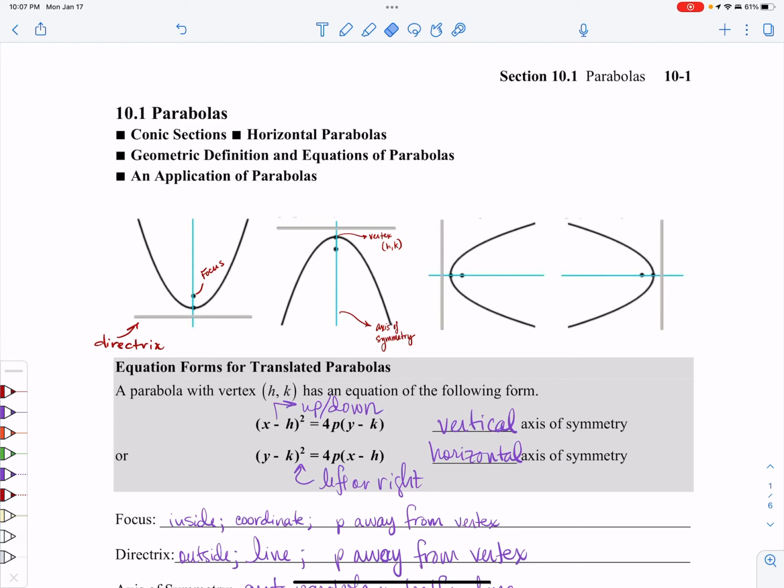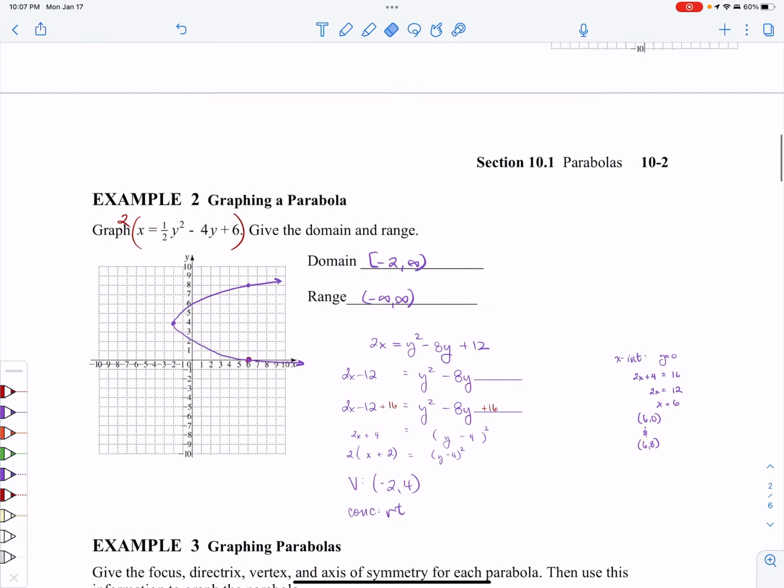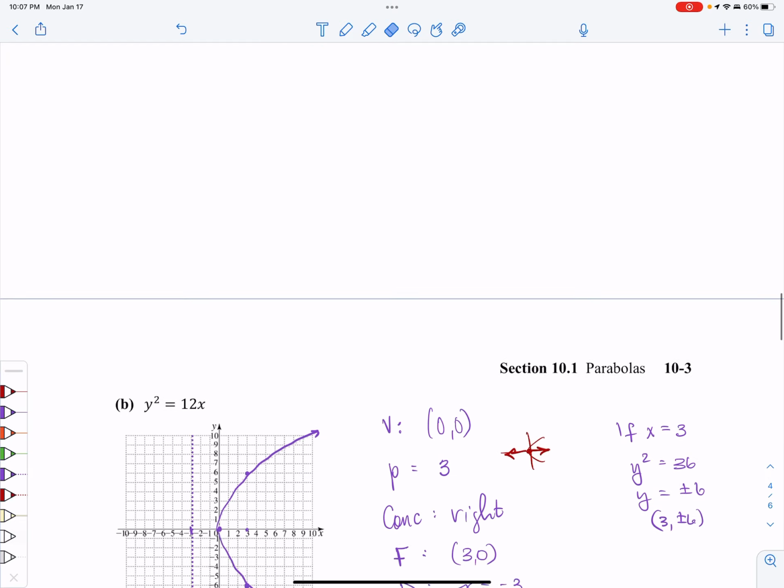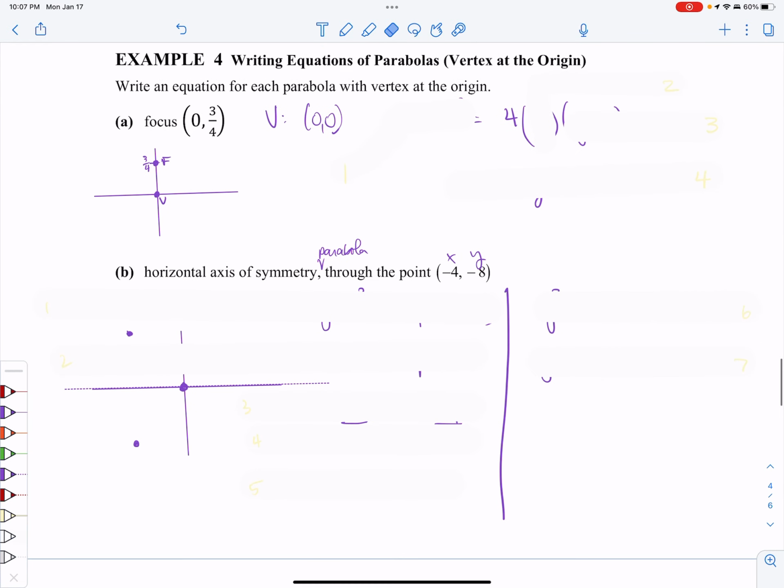Hey folks, this is the third and final video for the parabola section in chapter 10. So if you go all the way down, please, we're going to go with example number 4. The rest of the examples in this particular video are going to be writing the equation of a parabola.